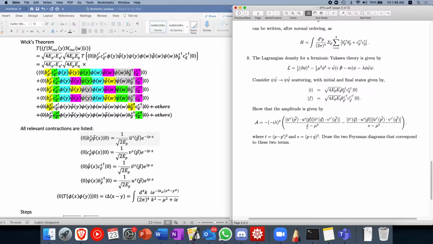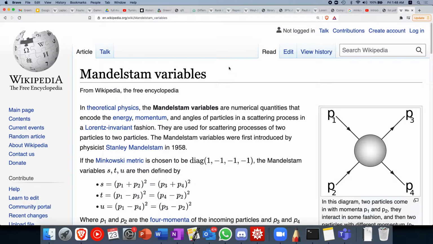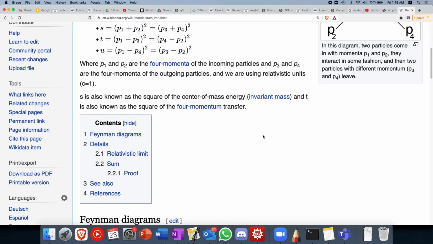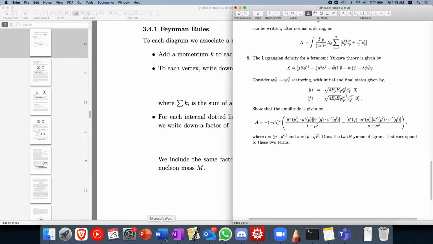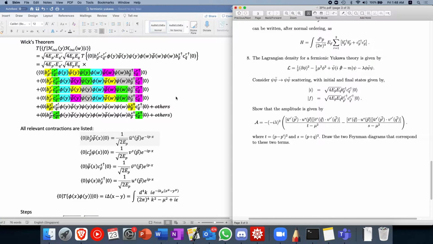You can see that this already hints at us that there's a T process and an S process taking place. So what are those? Let's take a look over here. They are called Mandelstam variables, and they talk about two particle scattering. Later we might come back over here for a moment, but in the meantime, let's go through the calculation.